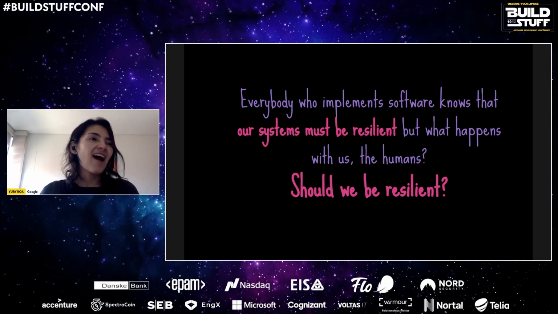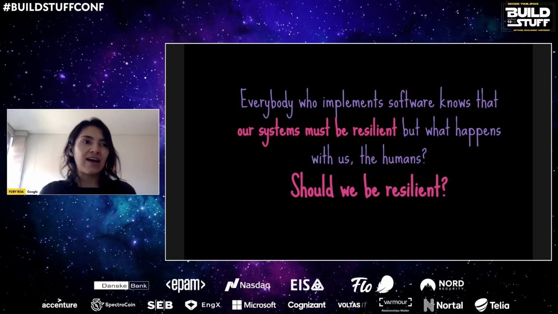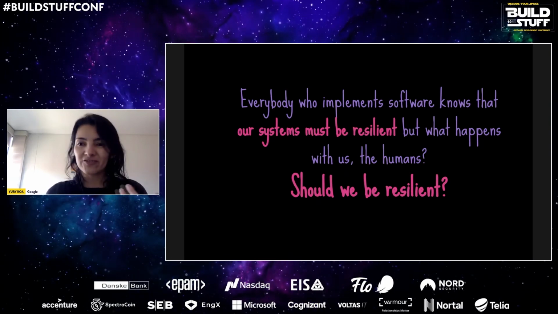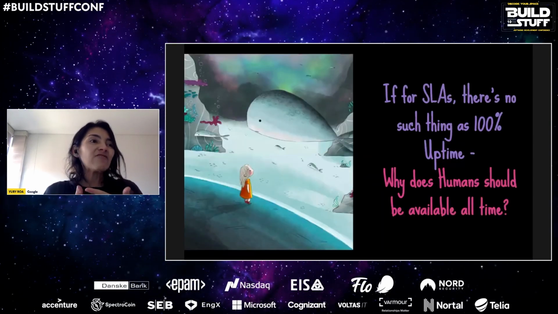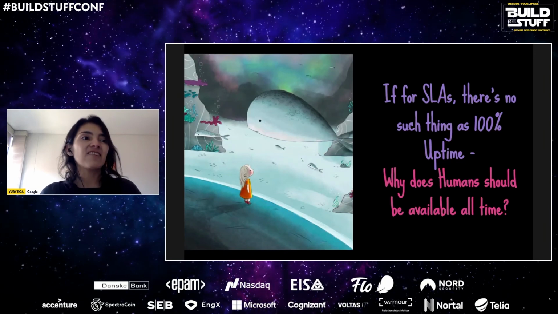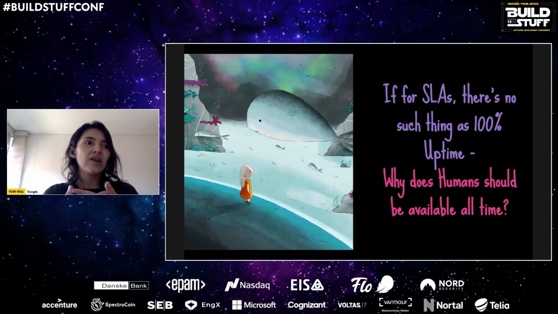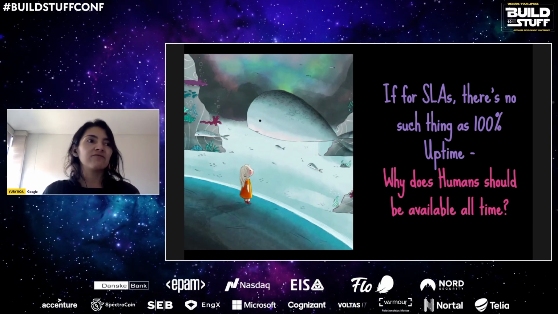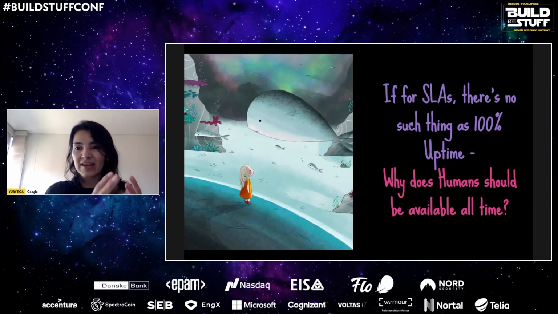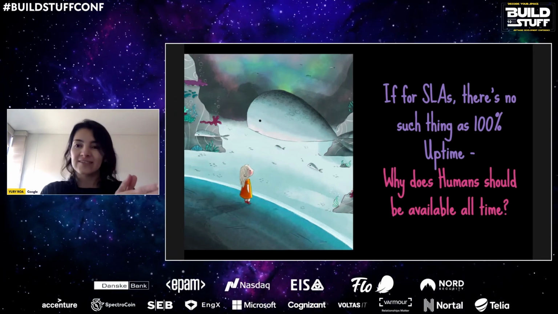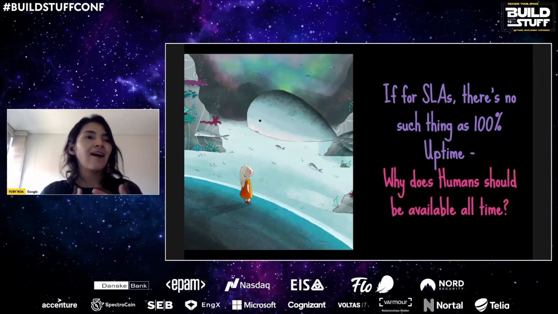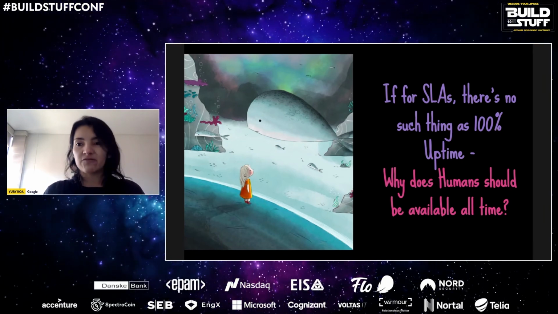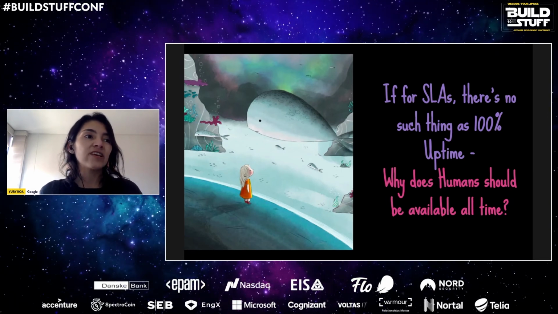programming today. But what about us, the humans? Should we be resilient also? That is the question here. If for SLAs there is no such thing as 100% of the time, why should humans be available all the time? That is my question. If the system has this limitation, why should humans be available all the time? I was wondering about this for several days, and that is the story that inspired this talk.